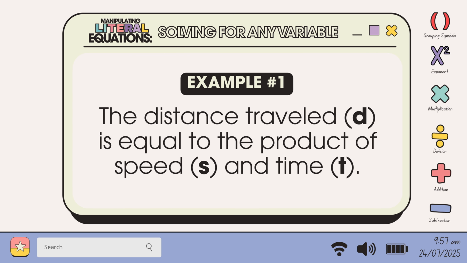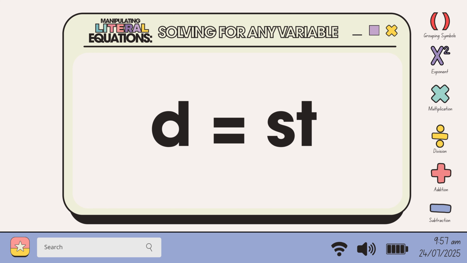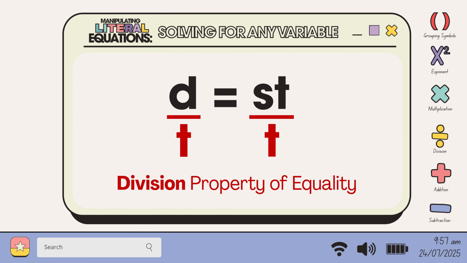The distance traveled is equal to the product of speed and time. Translating, we have d is equal to s times t. To solve for s, we need to undo the multiplication by t. Using the division property of equality, we divide both sides by t.